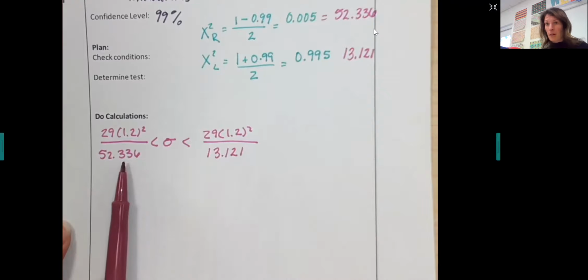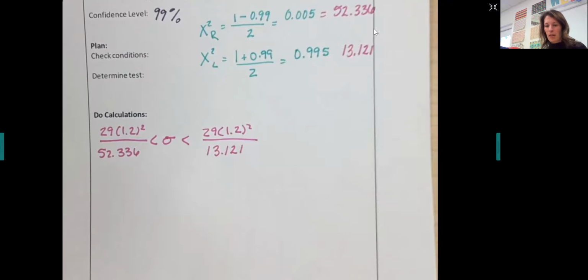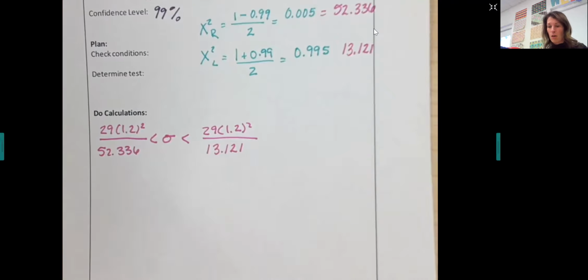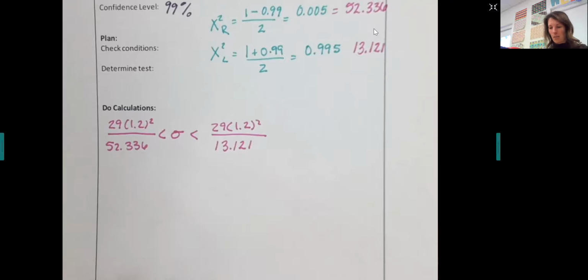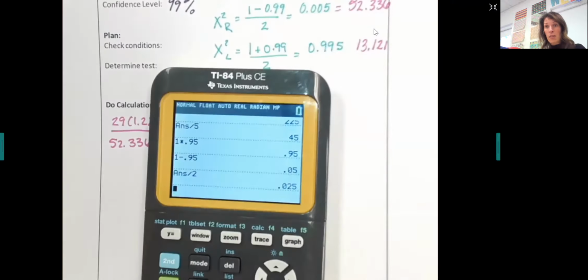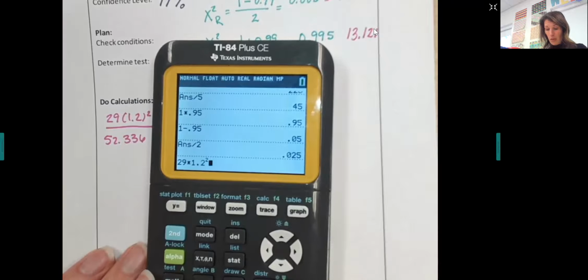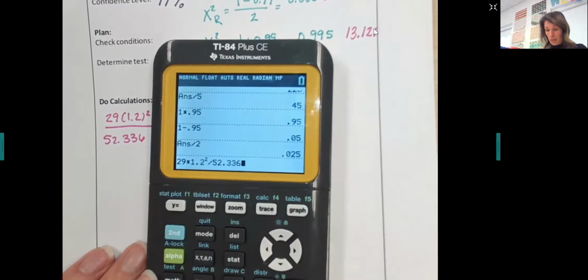Notice, same numbers on top. I'm dividing by a bigger number, so I'm going to get a smaller number. That's fantastic. That's my smallest number. And here, I'm dividing by a number that's larger than this one. So this side's going to be bigger, this side's going to be smaller. We're just putting that into our calculator. And you can put it into your calculator exactly the way that it's written. 29 times 1.2 squared divided by 52.336. Because it's being multiplied and divided, it doesn't matter what order we put it in.